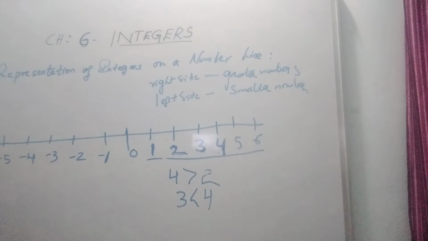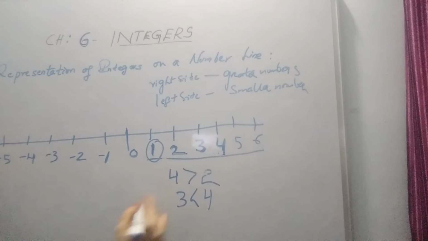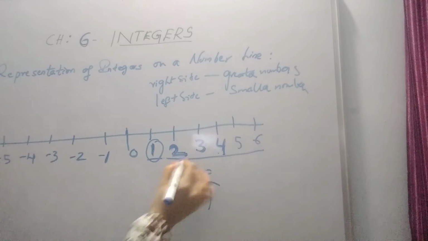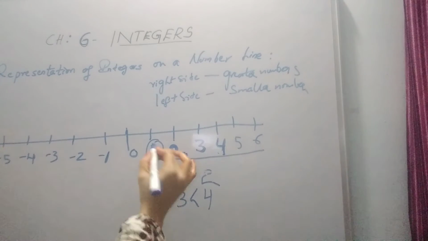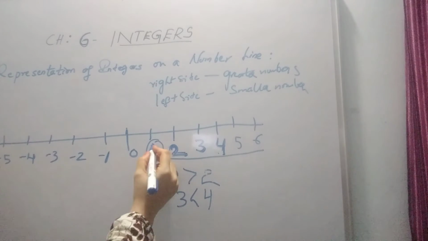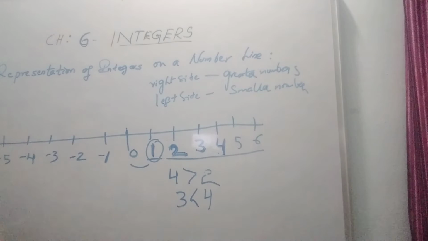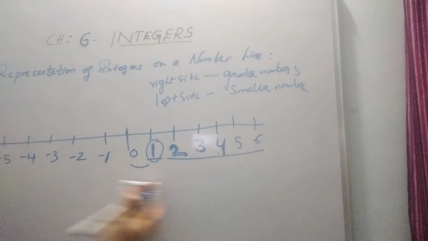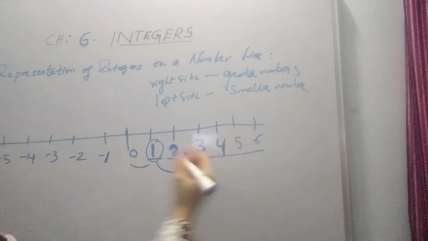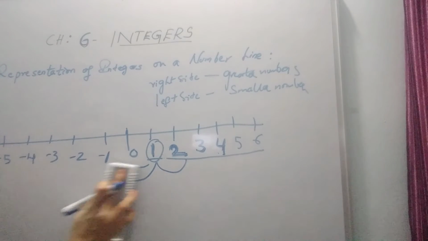Do you know about predecessor and successor? What is the successor of 1? The successor of 1 is 2. That means right side. And predecessor of 1 is 0. That means left side. Successor means right side of the number. Predecessor means left side of that number.